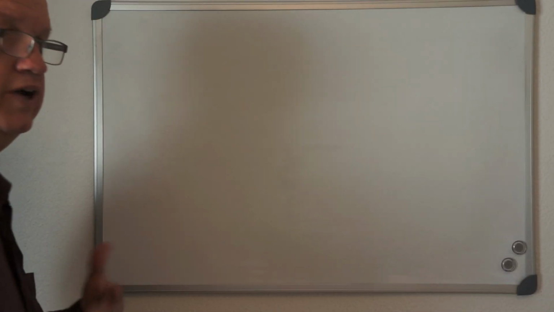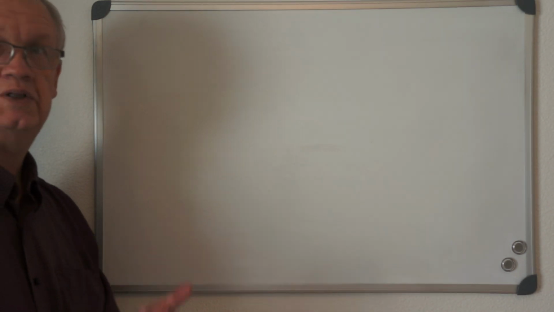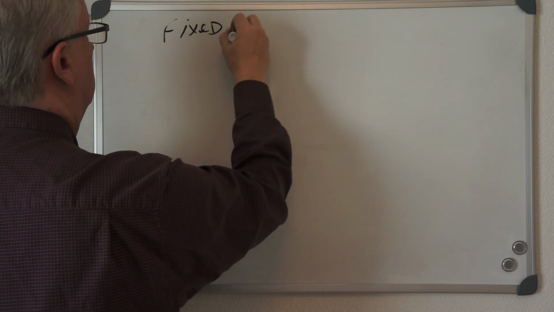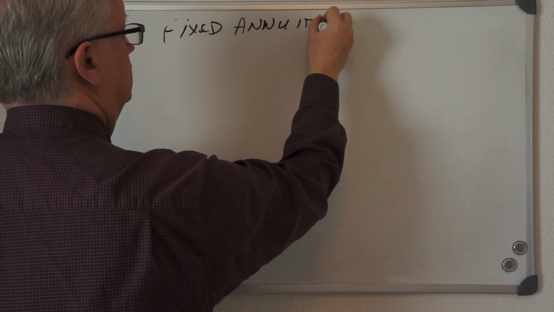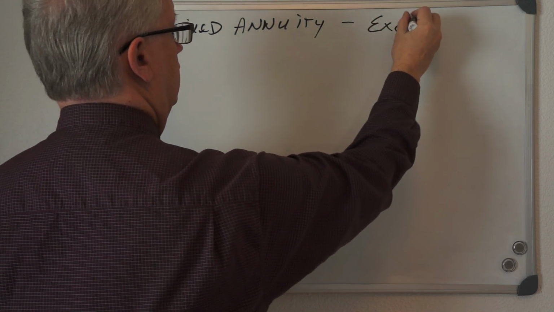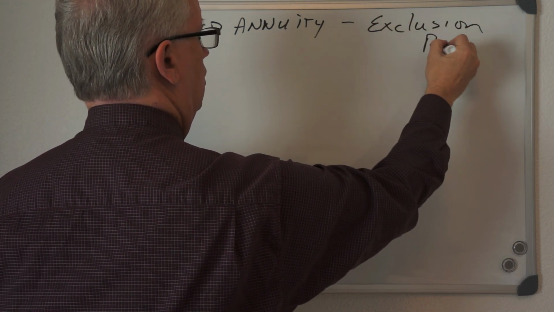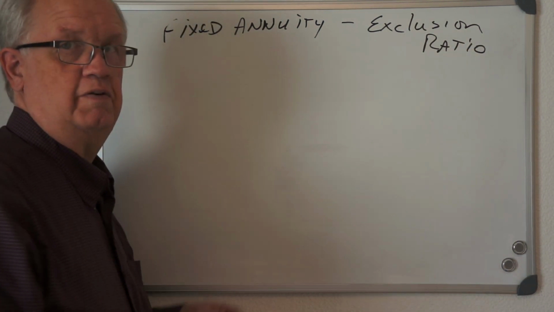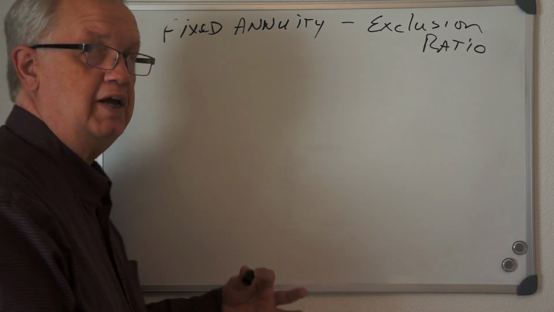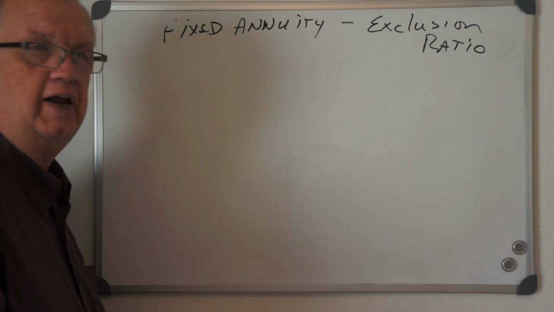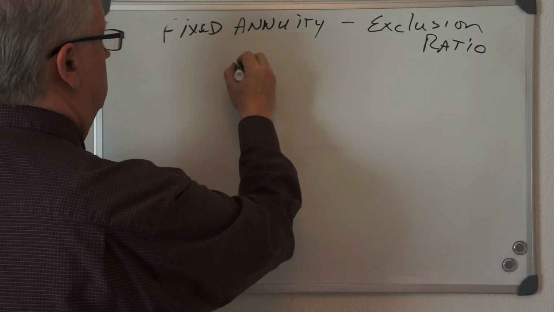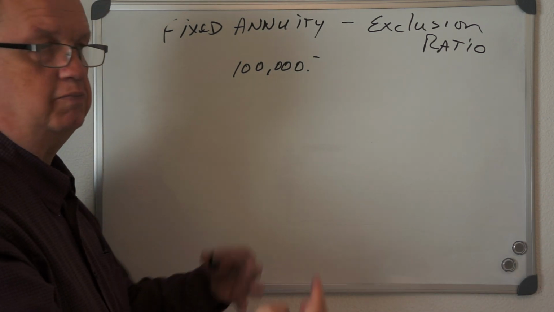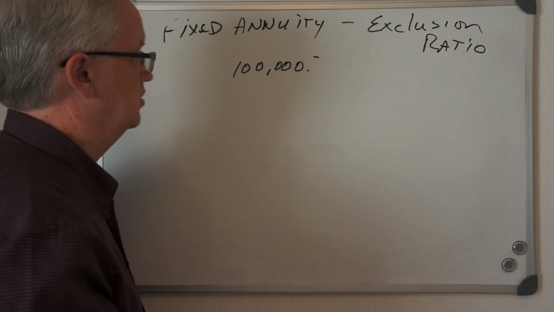Now we got to do a calculation for your annuities. So let's take a fixed annuity. And what we're going to do is we're going to look into the exclusion ratio. This is the ratio, the percentage that is excluded from taxation. They put money in after tax, so they're not going to tax that when they take it out. So you have $100,000 that you put in. Maybe you put 40,000 one time, 20, and then another 40. It added up to 100,000.